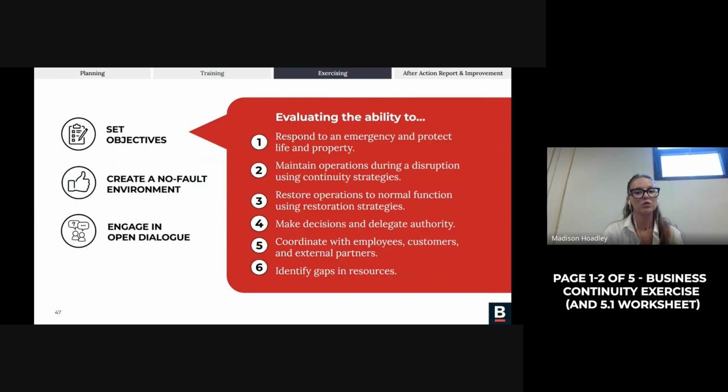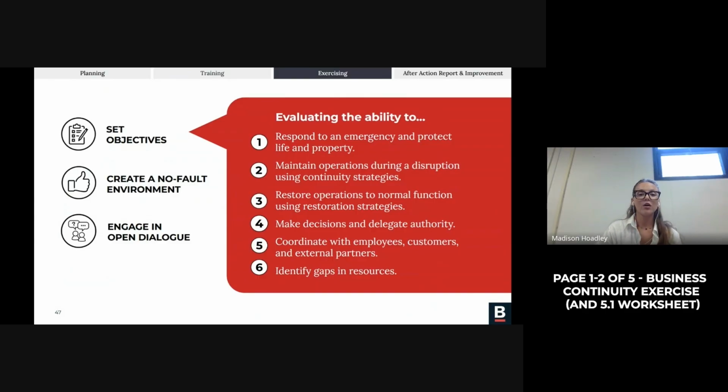I want to say this one more time. This is a no-fault environment. If you find gaps in your plan, or you find that maybe you just didn't fill out the emergency action plan or the business continuity plan right, that is completely okay. It is better to find this out now than to be in the midst of an emergency or disruption, and for there to be gaps in your plan and for them not to really even work.